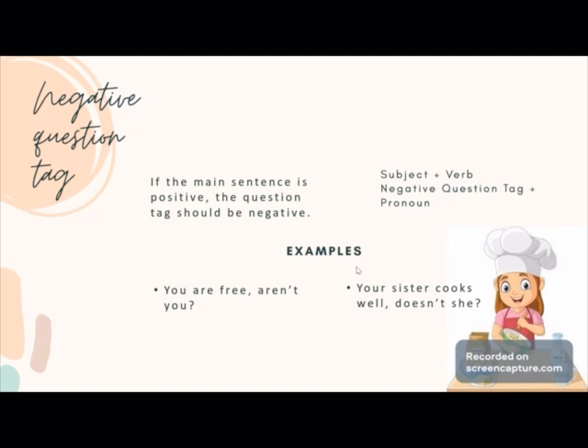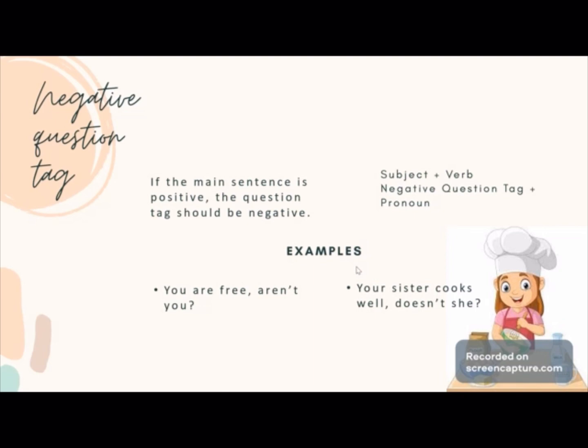Negative question tags. If the main sentence is positive, the question tag should be negative. Let's explain it through an example. You are free, aren't you? We can see that in our main sentence, the subject is you, then the verb are is in its positive form. But in our question tag, aren't you? We can see that we use the same verb as in the main sentence, but in its negative form, because we're talking about negative question tags, and we use the same subject.